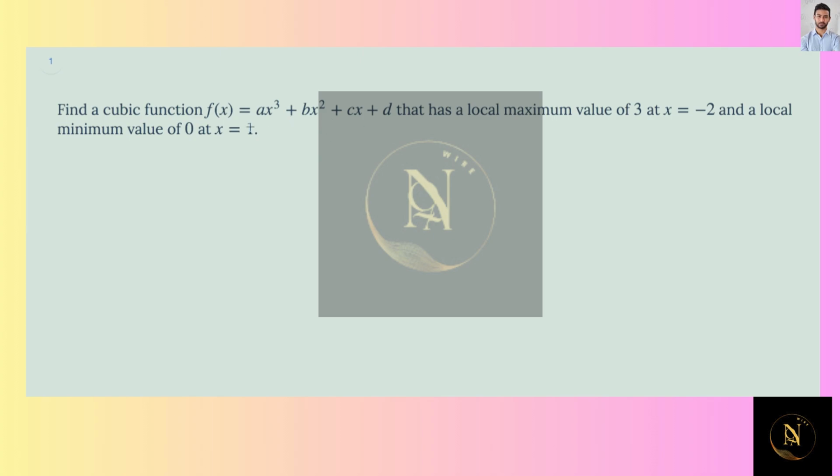Alright, so we're being told to find a cubic function f of x equals ax cubed plus bx squared plus cx plus d that has a local max of 3 at x equals -2 and a local min of 0 at x equals 1. So that's all the information we're given.